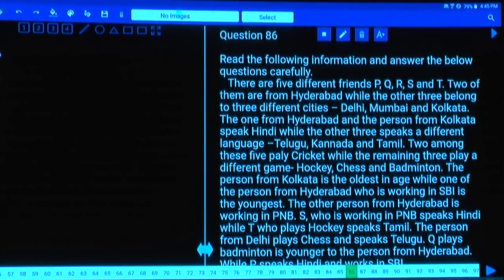Then, there are 5 friends P, Q, R, S, and T, and 2 of them are from Hyderabad, while the 3 belong to 3 different cities.